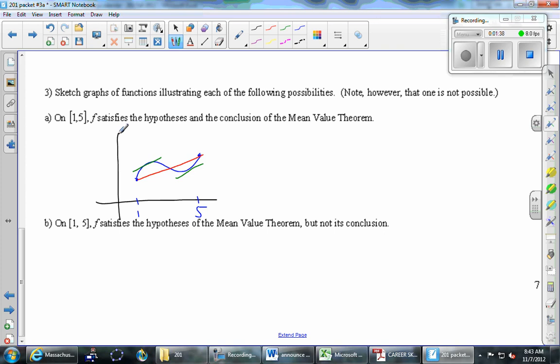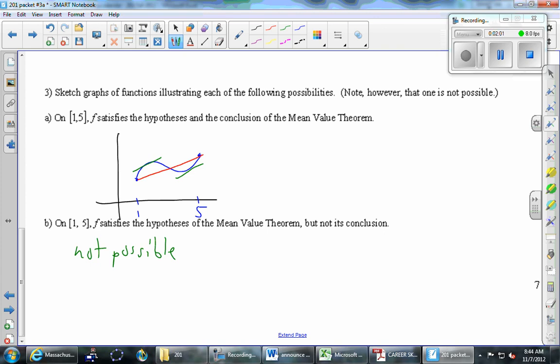If f satisfies the hypotheses, meaning it's differentiable, the guarantee is in full effect. It must automatically satisfy the conclusion. So this one, it's not possible. There's no way to make something that satisfies the hypotheses of the mean value theorem without automatically satisfying the conclusion. This is more of a logic test than an actual, what does this particular theorem say?